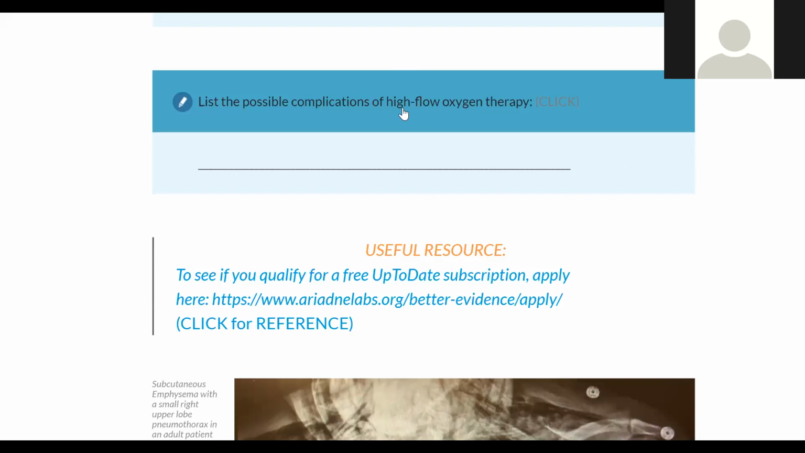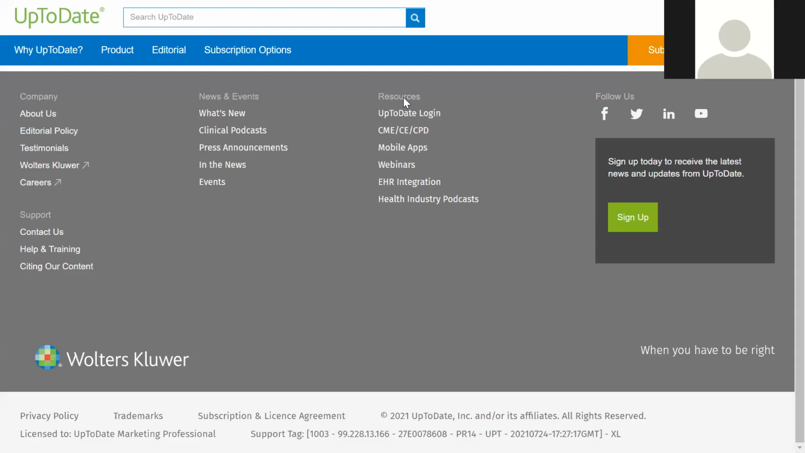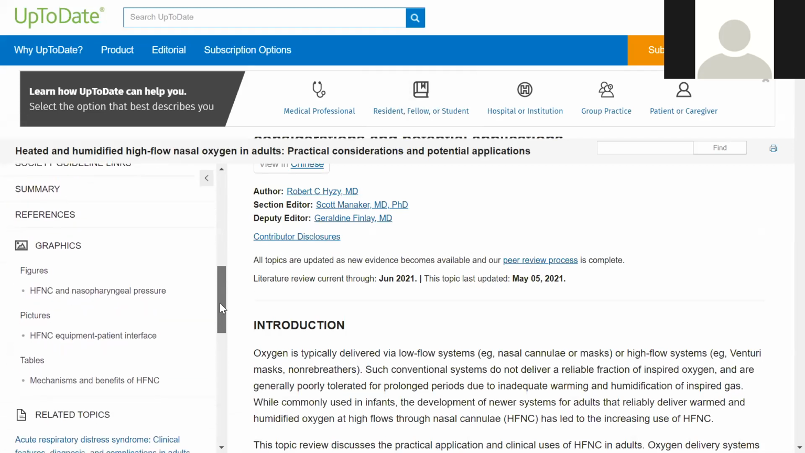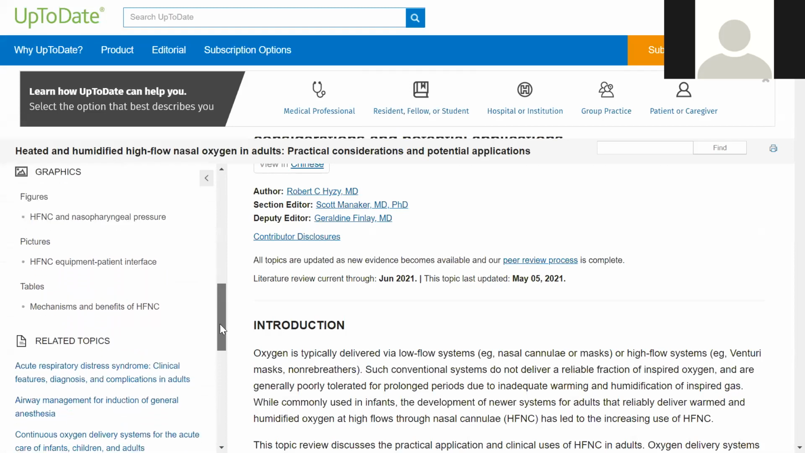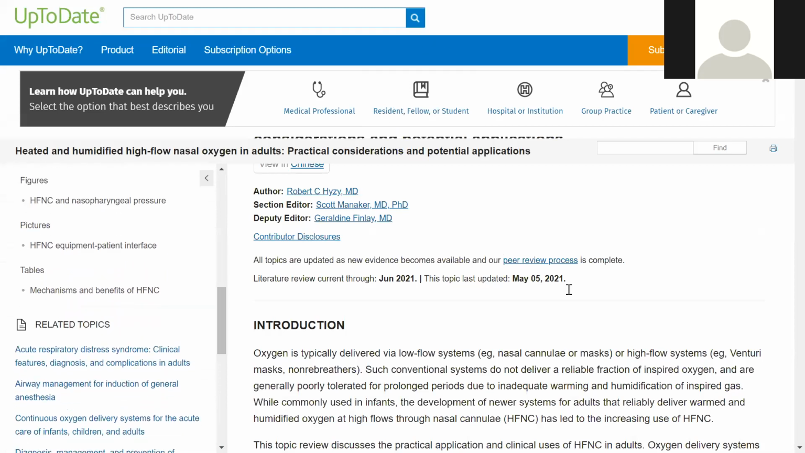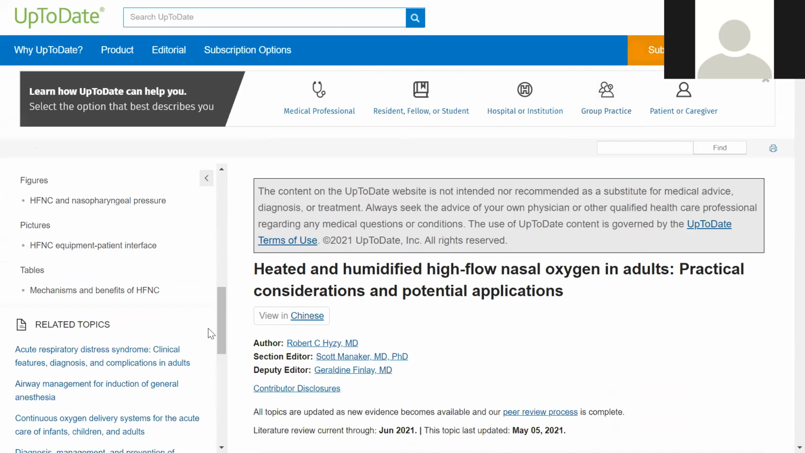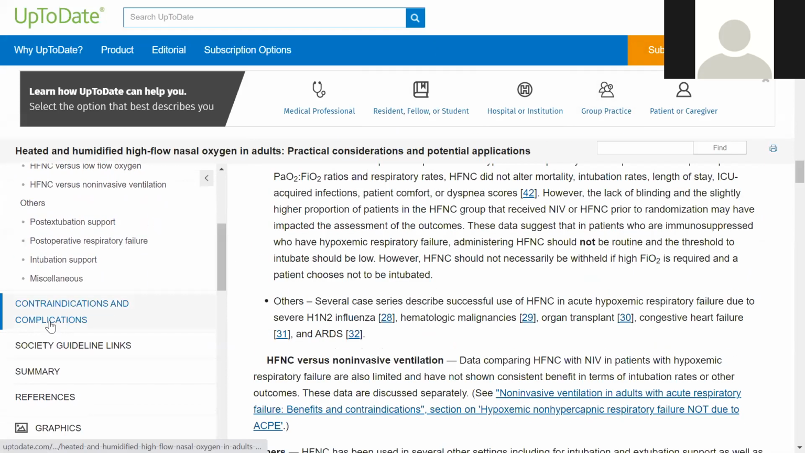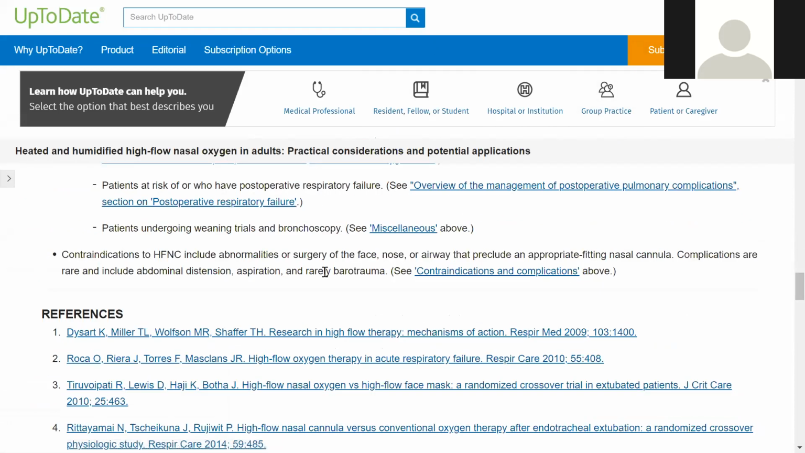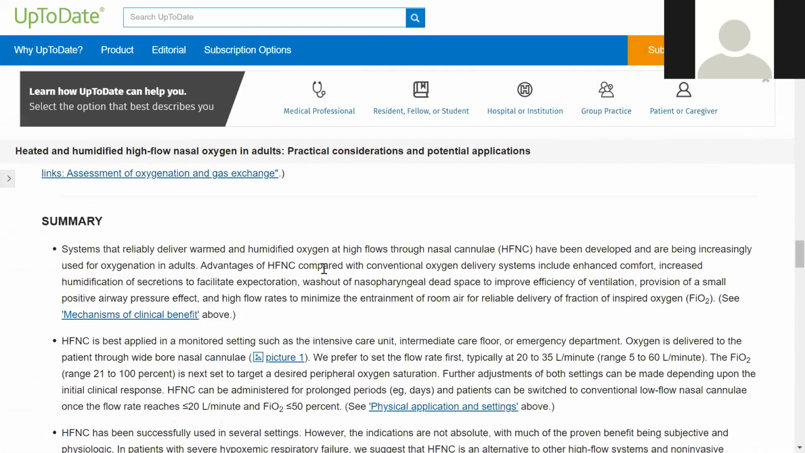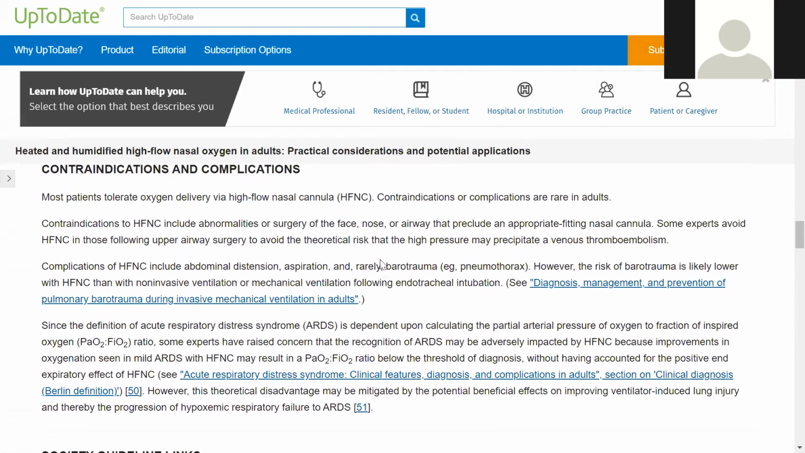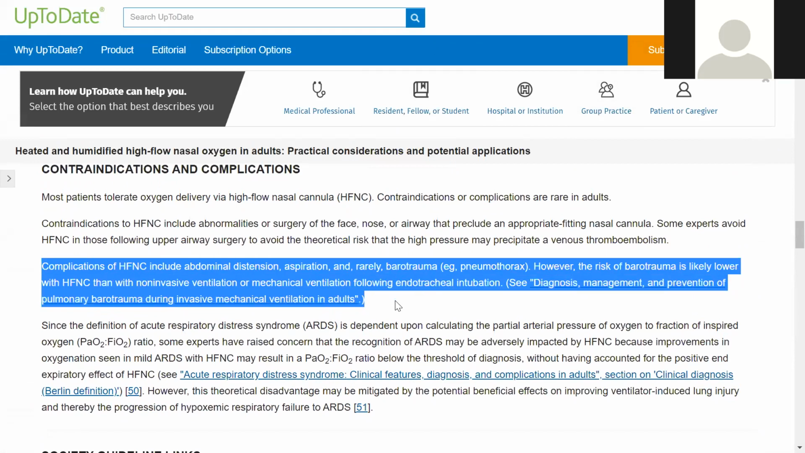Okay, yeah, that's a good list. Let's click on that and see most of the complications. You can maybe go up on the left side and then click on complications. It will be easier. Yeah. Very good. Yeah, that's it. Yeah. There are some complications.